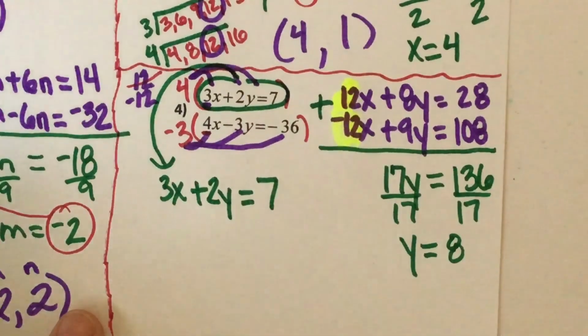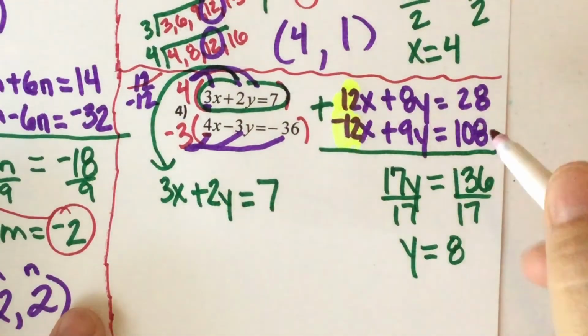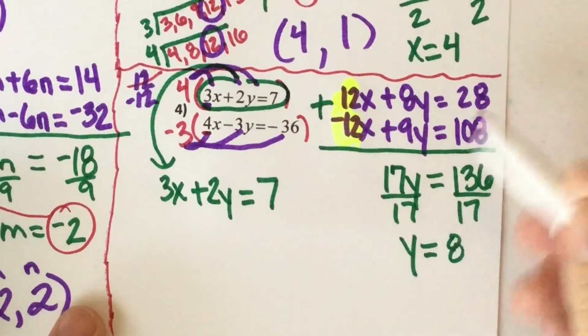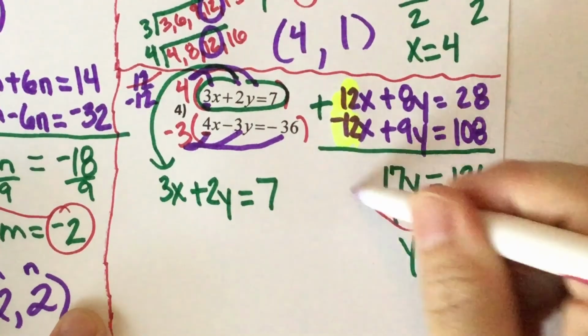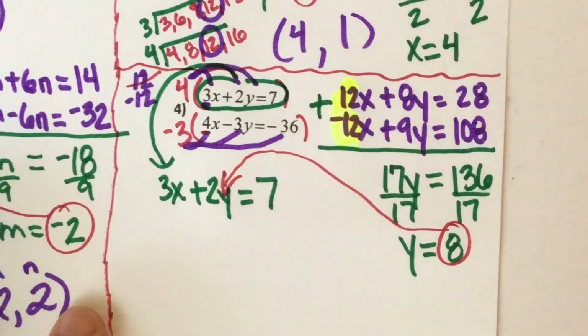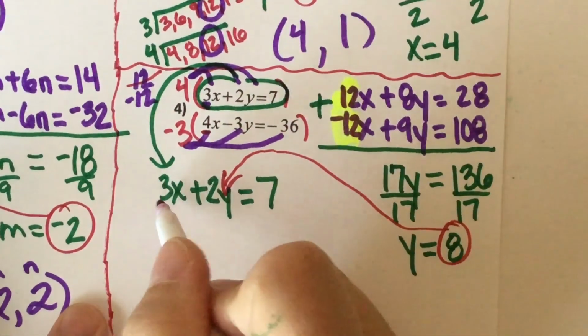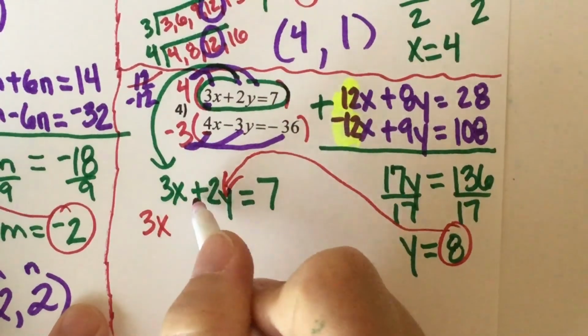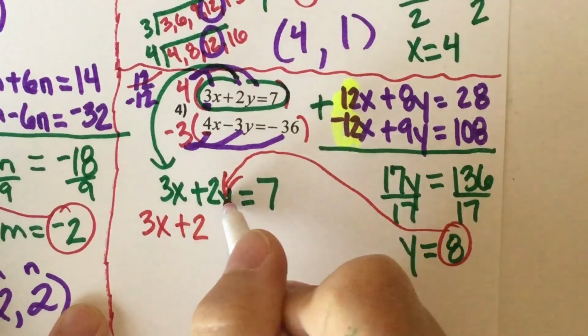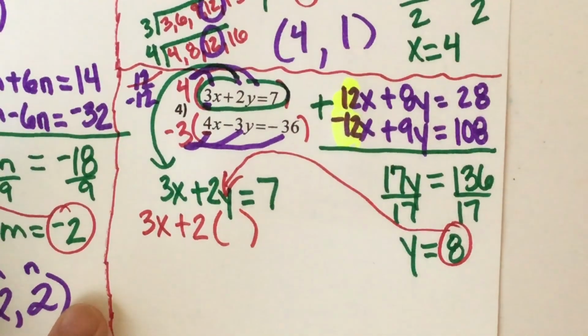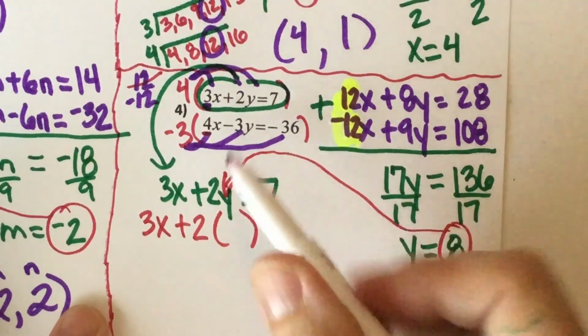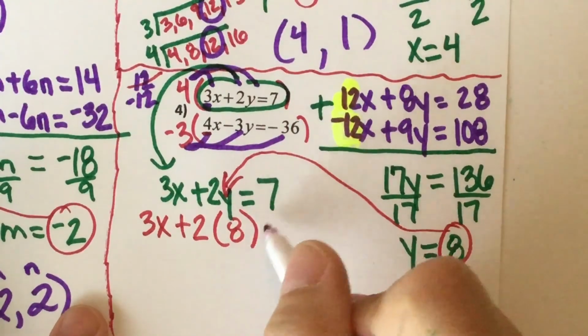Okay, now we're ready to substitute in. So I know what y equals, so I'm going to take what y equals and I'm going to plug it in the y. So recopy 3x, recopy plus 2. As soon as you see your y, slap your parentheses down, plug your 8 into it, and recopy equals 7.